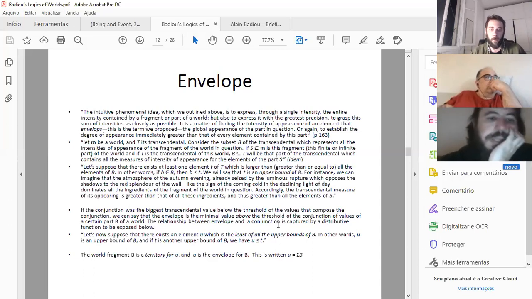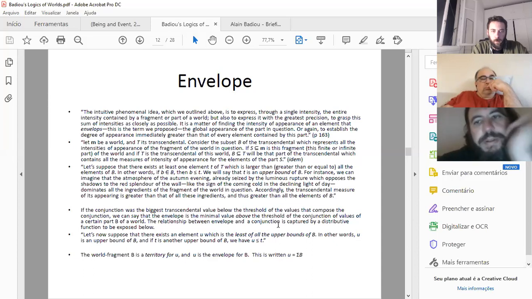So this is why the conjunction is the analysis and the envelope is the synthesis, right? The conjunction is the bigger value below the multiples being conjoined, and the envelope is the smaller value above the multiples that you are investigating. It's the smaller that is above them.